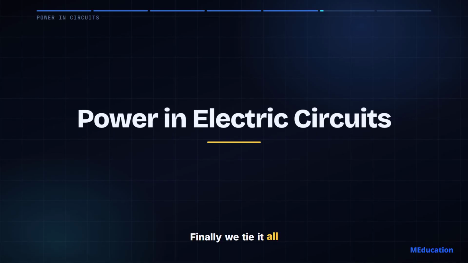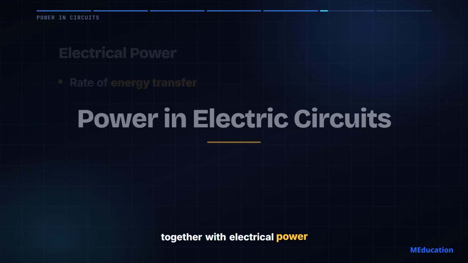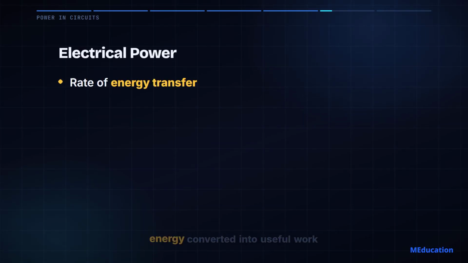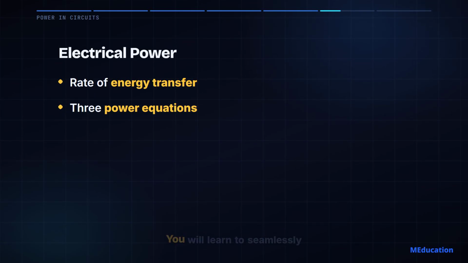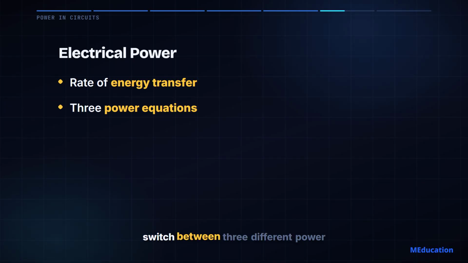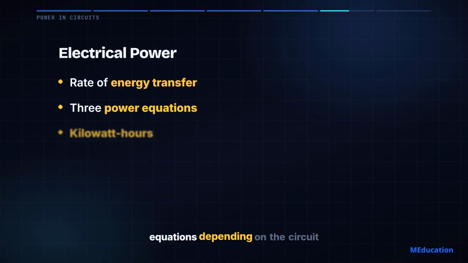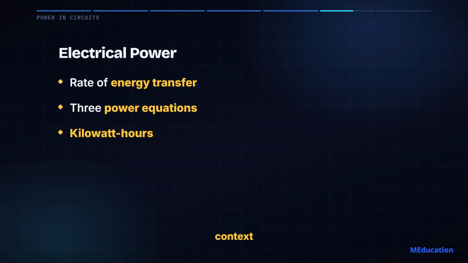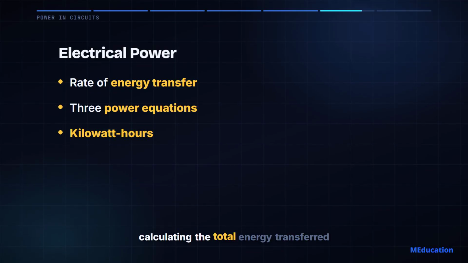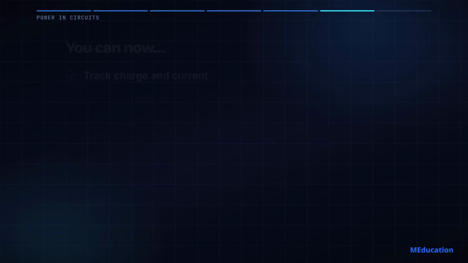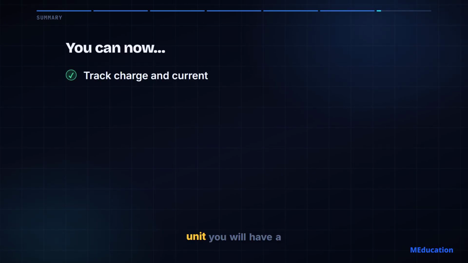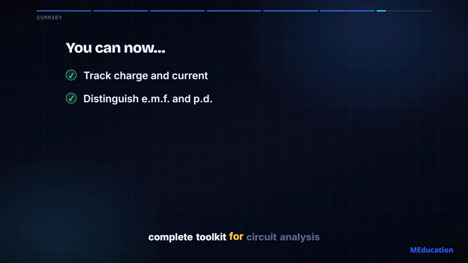Finally, we tie it all together with electrical power. At what rate is electrical energy converted into useful work or dissipated as heat? You will learn to seamlessly switch between 3 different power equations depending on the circuit context. You will also evaluate practical energy usage, calculating the total energy transferred in joules and evaluating commercial energy usage in kilowatt hours. By the end of this unit, you will have a complete toolkit for circuit analysis.